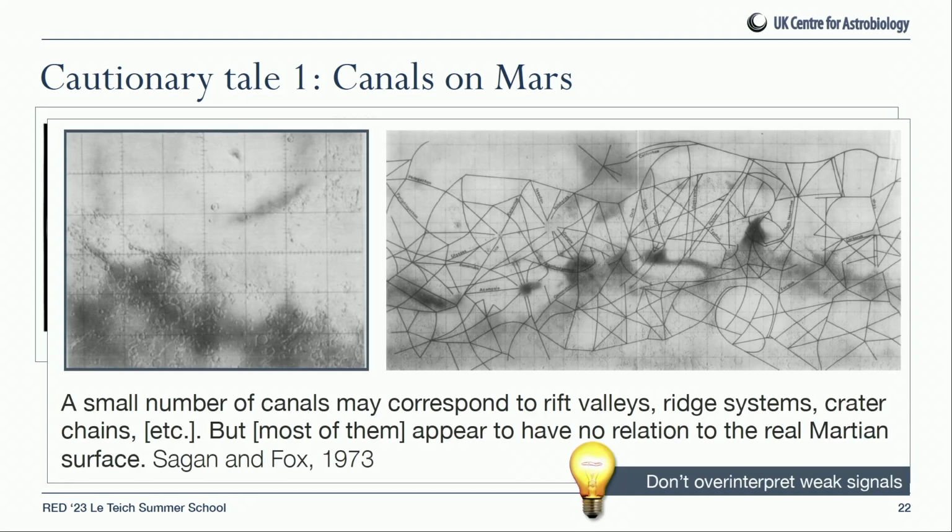And in the 1970s, Carl Sagan and colleagues reflected that although a small number of those features that had been described as canals might correspond to real features of Mars, like valleys or ridges or craters, most of them actually had no real relation to the Martian surface. So why people were seeing these has something to do with the limitations of their telescopes, the human tendency to see patterns where there aren't any, maybe some kind of optical effects that aren't yet fully understood. But the lesson we can draw from this is not to overinterpret weak signals, I guess. And again, it's not a biosignature if the environment's not habitable.